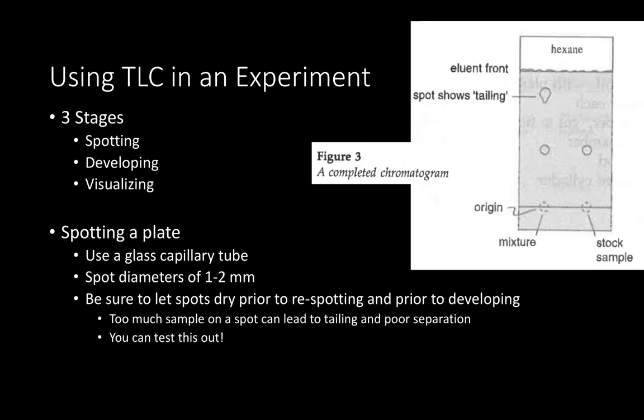You're going to dip your glass capillary into your dissolved sample. Capillary action will pull the liquid up into that narrow glass capillary tube, and you're going to spot little spots on your TLC plate like we've seen in our illustrations from the lab book. Your spots should be no more than 1 to 2 millimeters in diameter once you're spotting them on the plate.